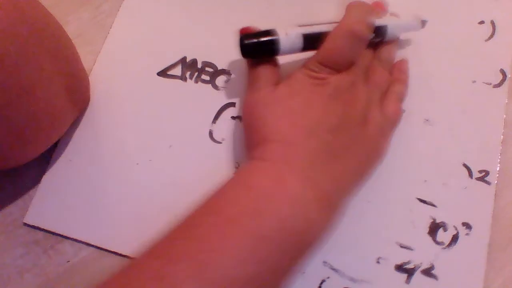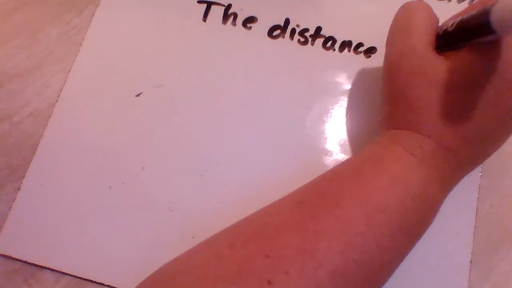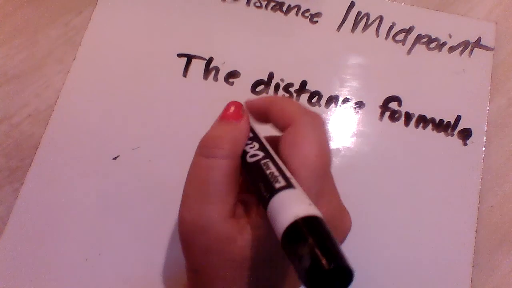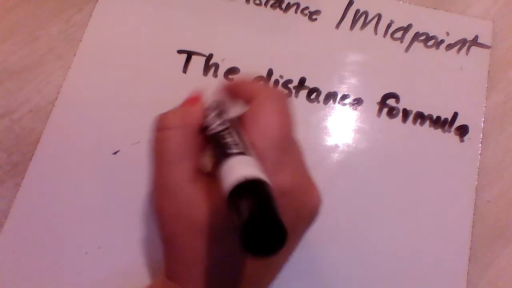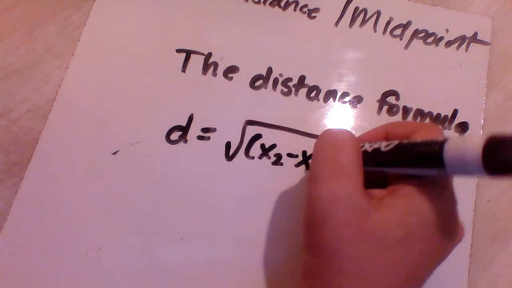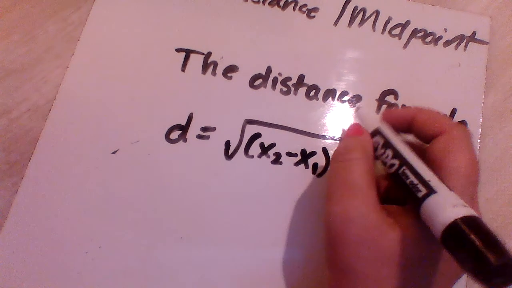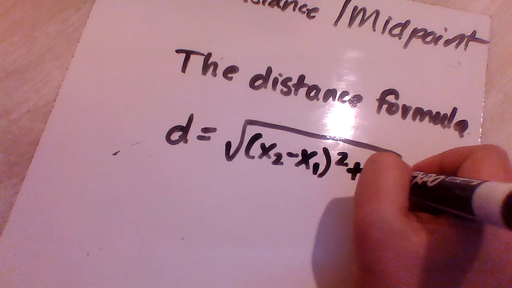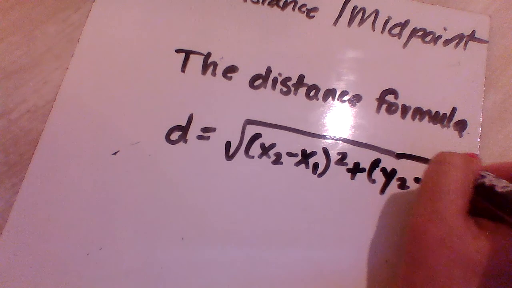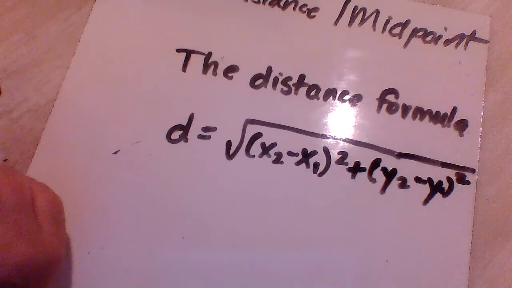I need my eraser, y'all. So if you write this down, the distance formula is, D stands for distance, the square root of the difference of your x coordinates squared plus the difference of your y coordinates squared. That's just what we did on that last example. Okay?